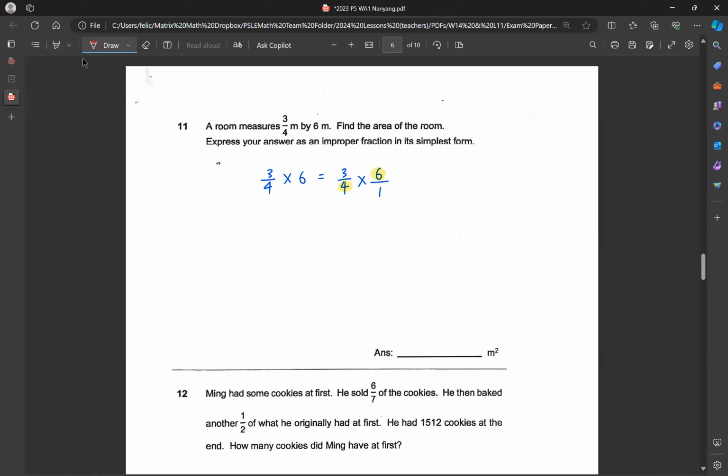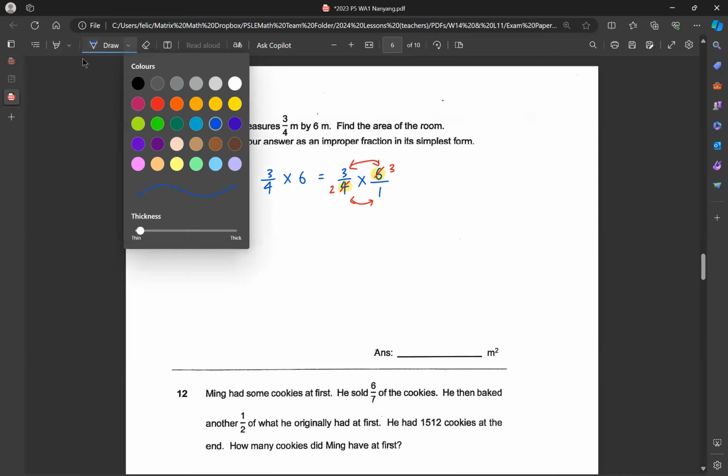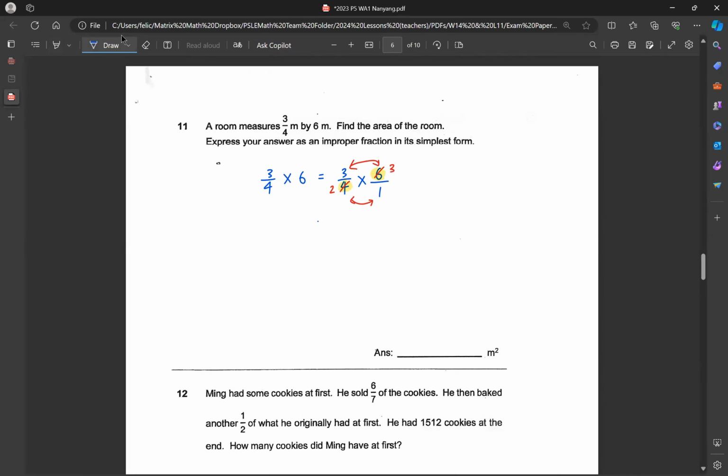All right, so 4 and 6 both can divide by 2. So 4 divided by 2 becomes 2, 6 divided by 2 becomes 3. Okay, so finally now you can multiply them together like this. Which will be 3 times 3 is 9/2. And since they want it as an improper fraction in simplest form, so there you go. This is my improper fraction in my simplest form.